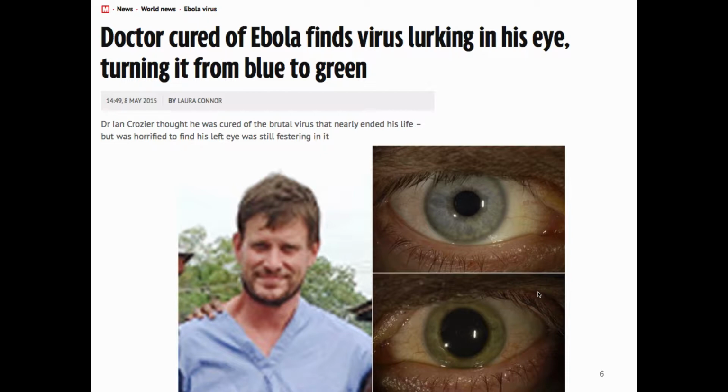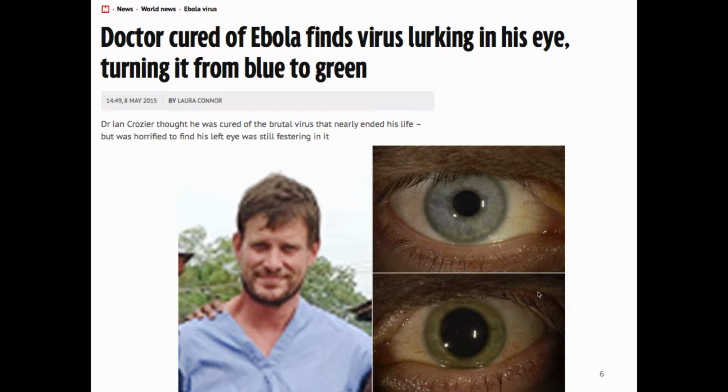So this is a doctor, Ian Crozier, who got Ebola while treating his patients and was cured, was treated of his Ebola. He was all better, went back to living his life. And then all of a sudden, his eyes changed colors. And you can see before and after of his eyes here.